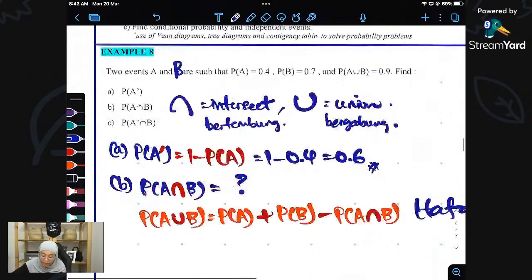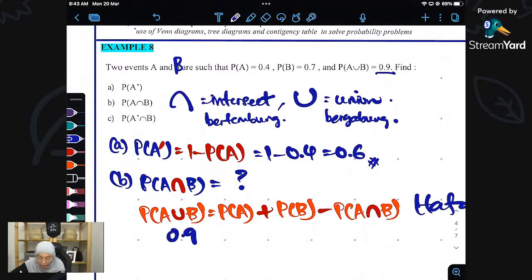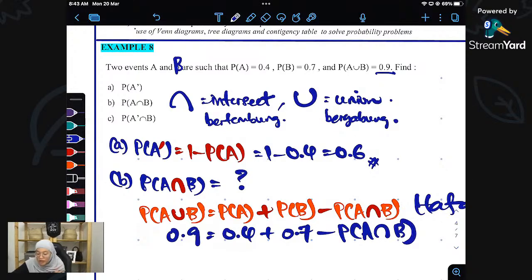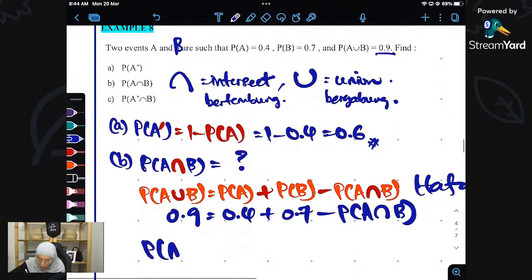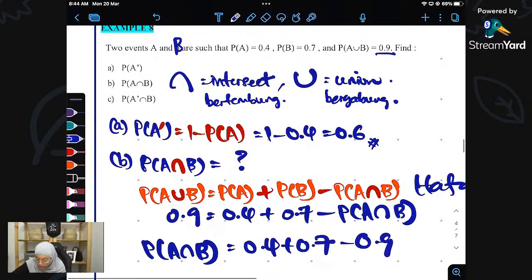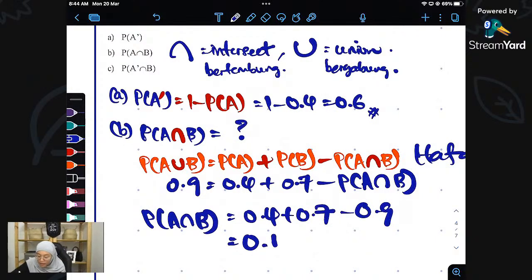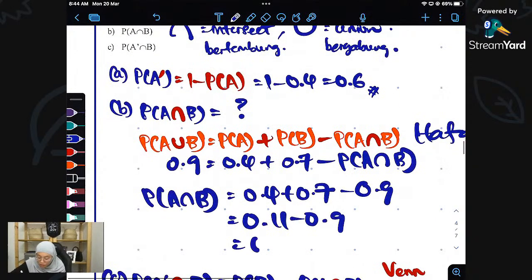And so what do we have from this question? We have 0.9 for the union part. And then we also have probability of A, 0.4. Sub in the value. We also have probability of the event B, which is 0.7, but we do not have the probability of A intersect B. We do not have it. So it's okay. That is our purpose. We want to find the intersect between A and B. And so what's happening? 0.4 plus 0.7 minus 0.9, it will give you 0.2. That's it. That's your answer.